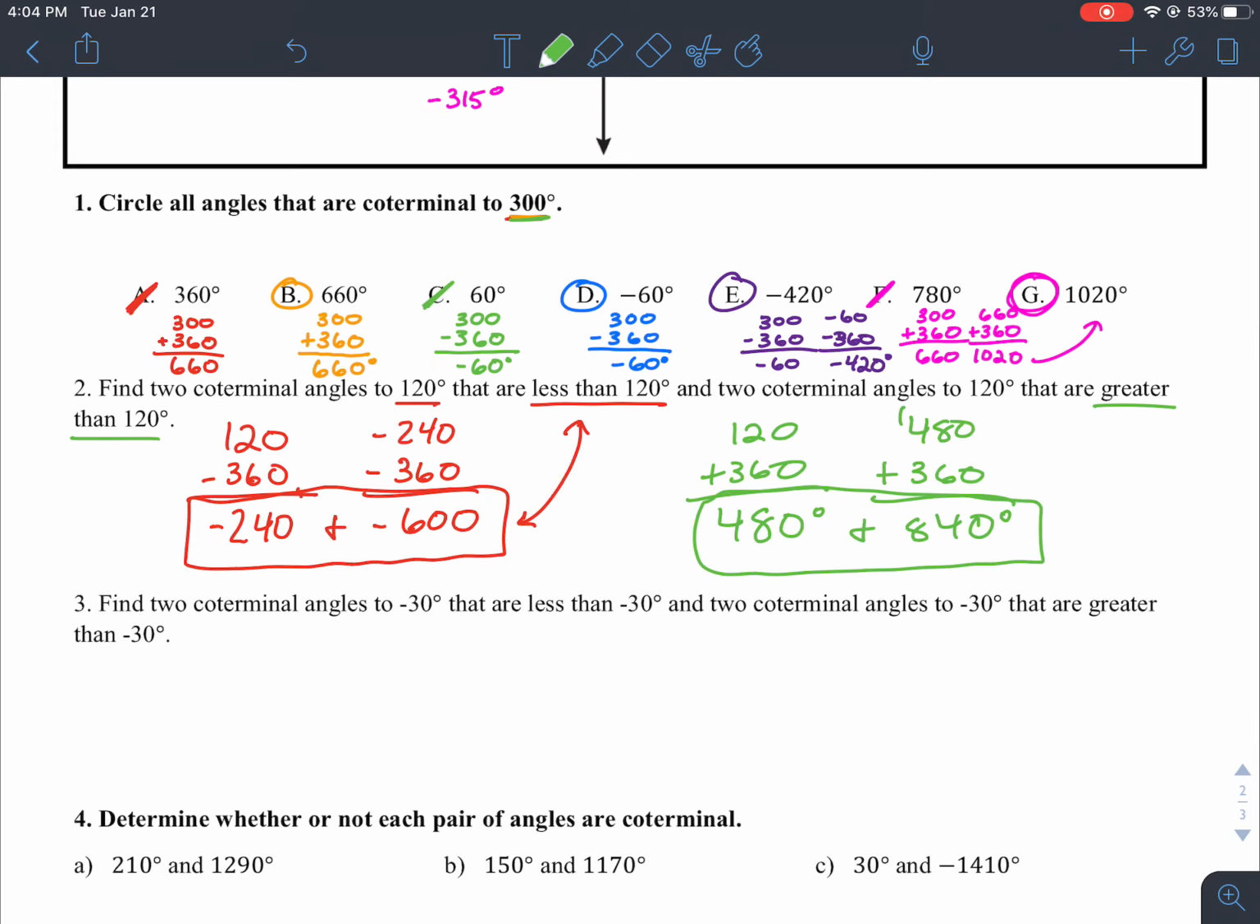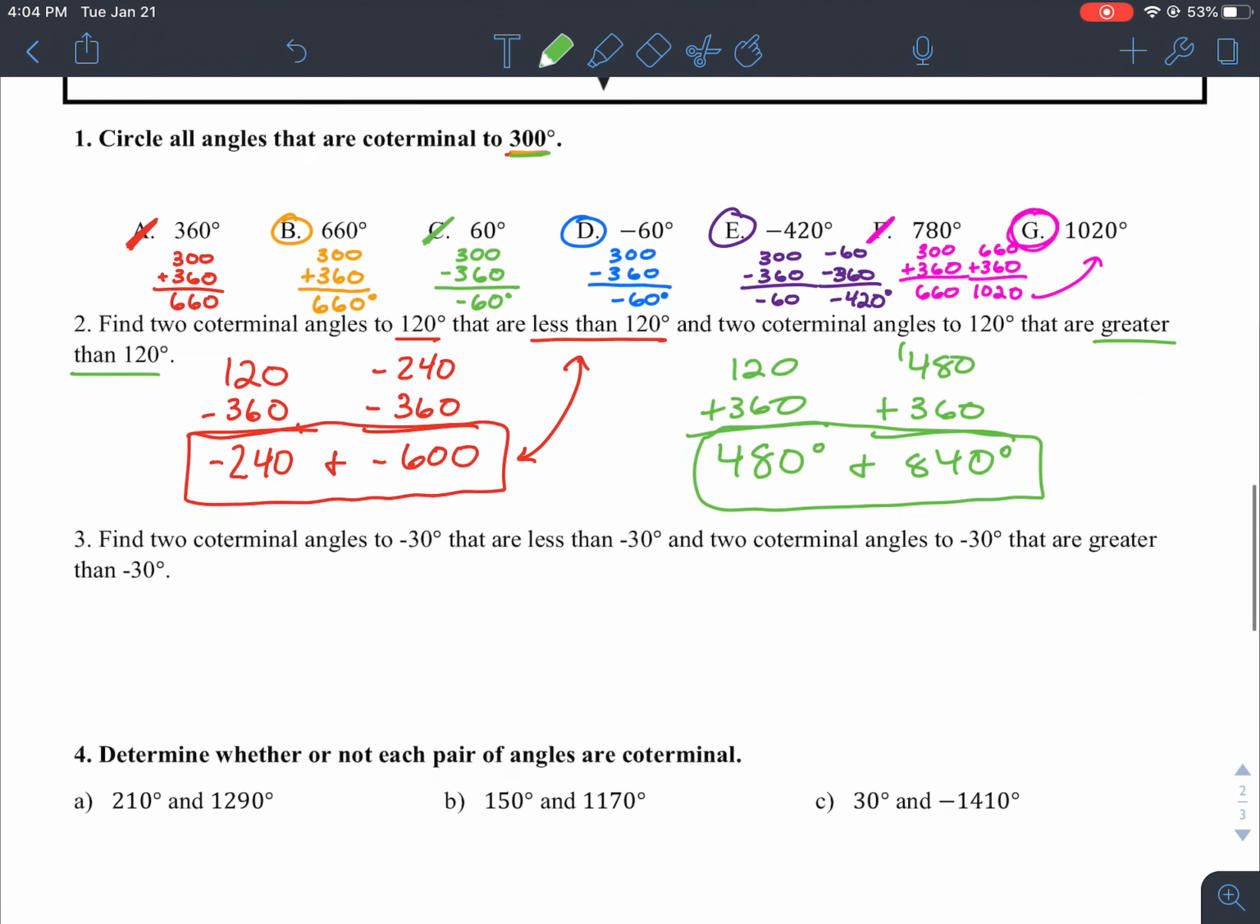So at this time, I'm going to ask that you pause the video so that you can practice example 3. When you have your 4 total degree measures, 2 less than negative 30 and 2 greater than negative 30, go ahead and resume the video and check your answers to see how you did.